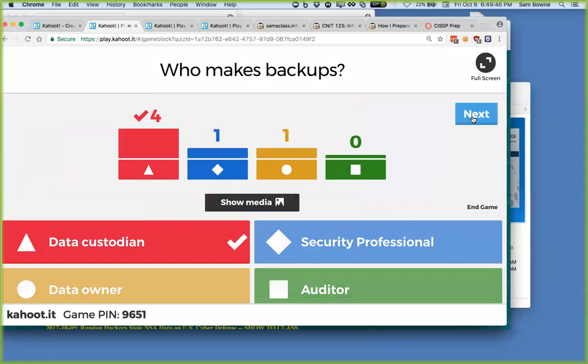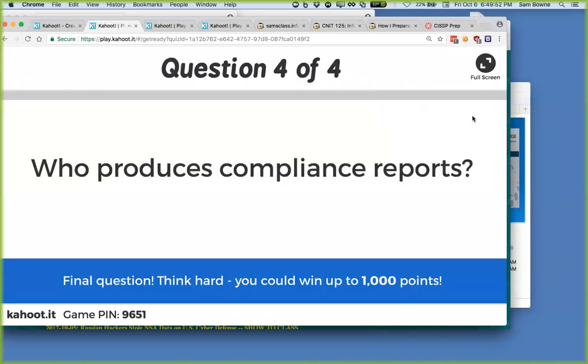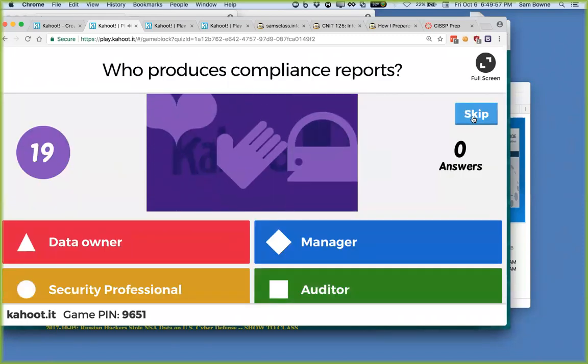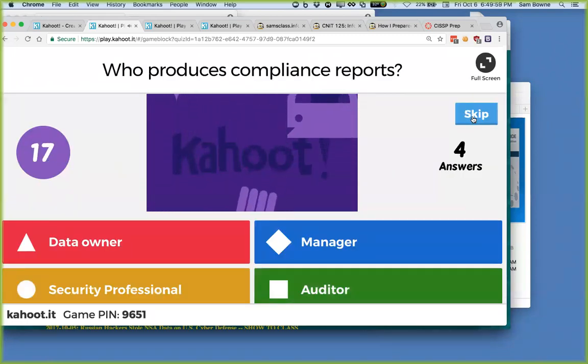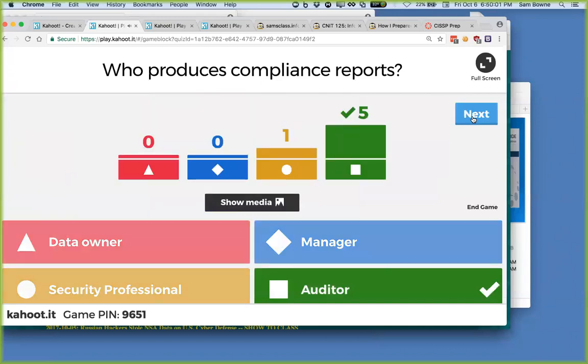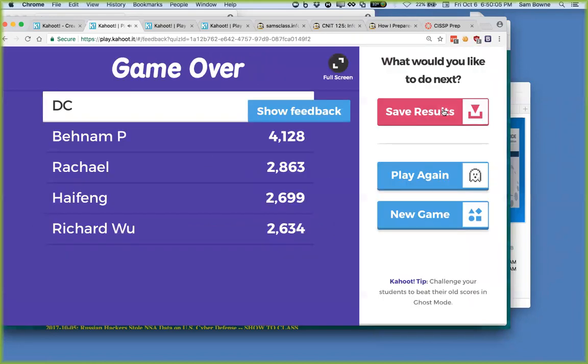So who makes the backups? All right, that's the data custodian that does the actual work. They don't make decisions, they just obey the rules they get from the data owner. All right, and who produces compliance reports? All right, that's your auditor. Good, everybody knows that.